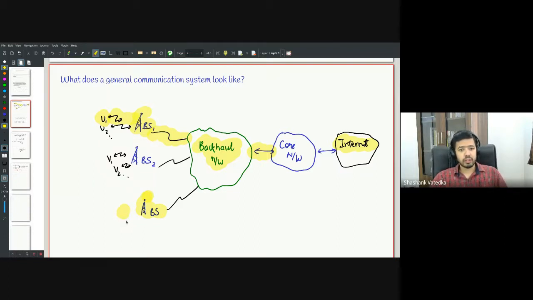So overall, there are a very large number of users who are all trying to communicate with each other, and these links are not reliable. They're noisy, and if you look at, say, a city like Hyderabad or Bangalore or New York, you have a very large number of people connecting to a single base station. You can have tens or hundreds of people communicating to a single base station, and that means that there's a lot of interference.